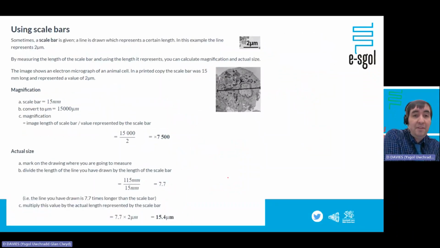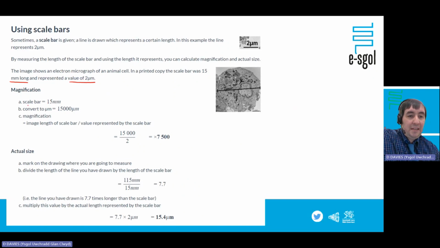Sometimes a scale bar is given, a line is drawn, so this will be on an exam question. By measuring the length of the scale bar, which represents a value, you can calculate the magnification and the actual size. Students sometimes have fun with this because they just whack it into an I A M formula without actually clocking what it means. So the image of an electron micrograph of an animal cell, its printed copy scale bar was 15 millimeters long and represented a value of 2 microns.